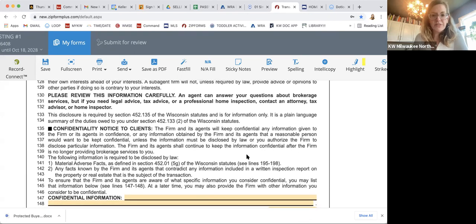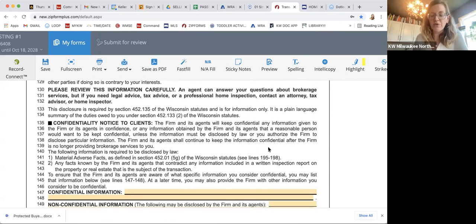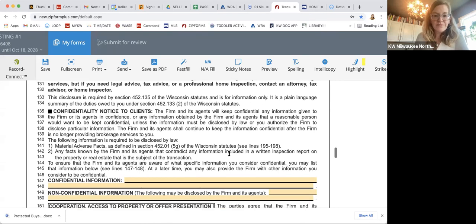Another checkpoint for the seller, please review this information carefully. An agent can answer questions about brokerage services, but if you need legal advice, tax advice, or professional home inspection, contact an attorney, tax advisor, or home inspector. Another spot for us to gently remind everybody that we are not attorneys.